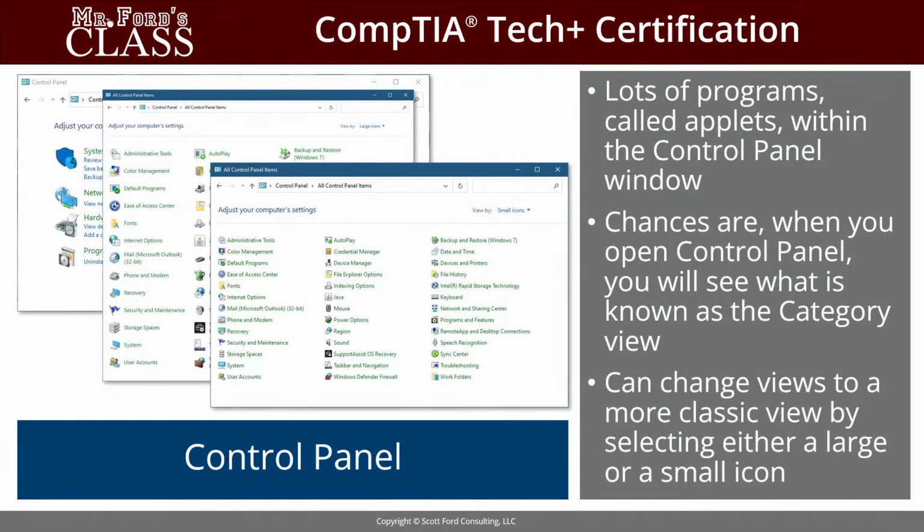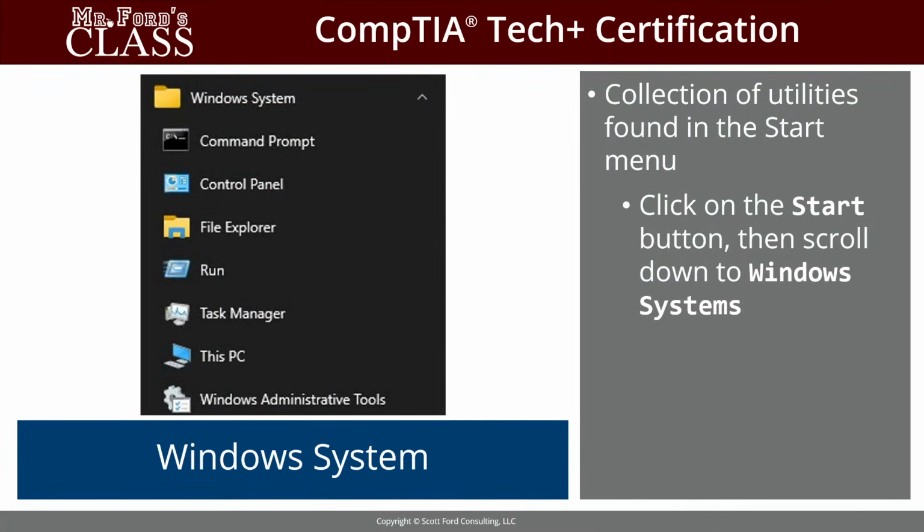We have Control Panel, with lots of programs called applets. These are individual, kind of isolated applications on your computer. They are in the Control Panel, and chances are when you open Control Panel, you're going to see what's called category view. We want either large icon or small icon view, which gives us much more power and a lot more options. We have Windows System, a collection of utilities found in the Start menu. We're looking at Windows 10 here.